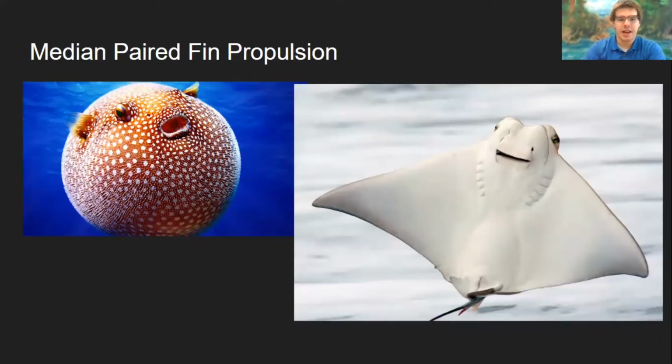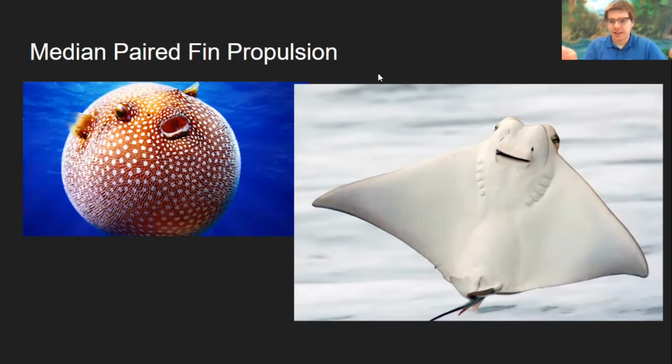Another kind of swimming is median paired fin propulsion, which is just a really long way of saying they use their side fins as their primary method of movement. Two examples of fish that mainly use their side fins are pufferfish and most all rays. If you've ever seen a ray move through the water, they're moving steadily along, pushing themselves forward with their side fins by undulating them back and forth.